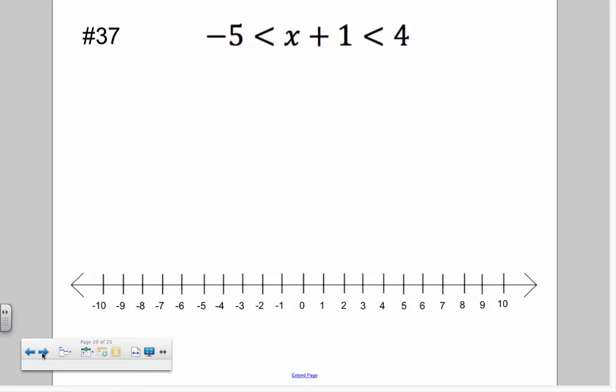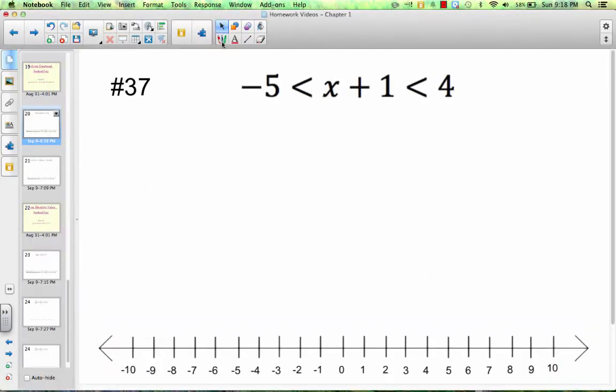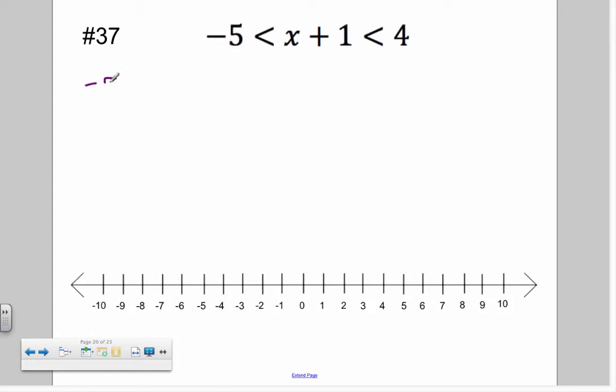Here we have an and inequality. Now what we could do is two different ways. We could split this into two different inequalities. One of the inequalities could be negative 5 is less than x plus 1. And then the other inequality, so we'd have and, the other inequality would be x plus 1 is less than 4. So that's one way to do it. And then we can solve this one, and we can solve that one.